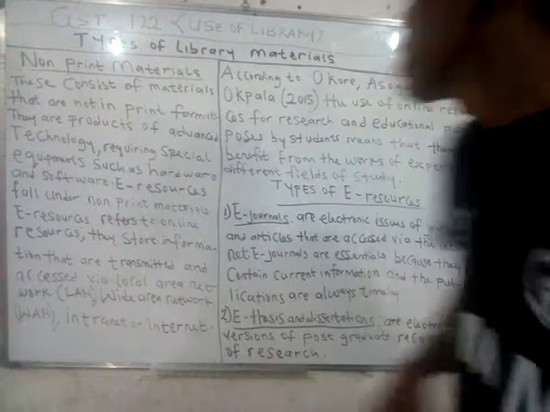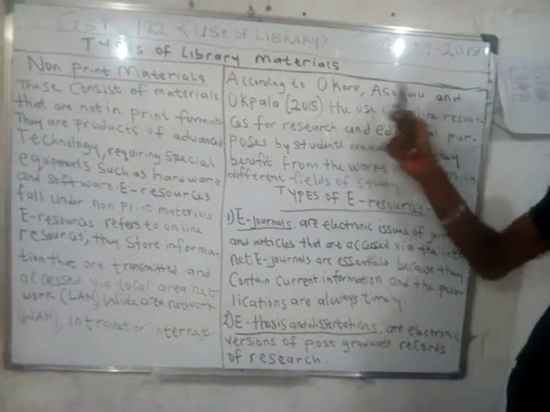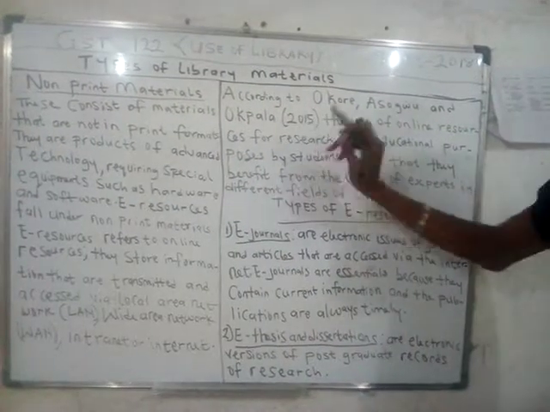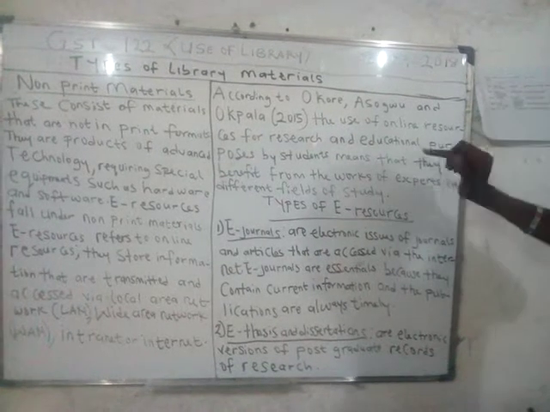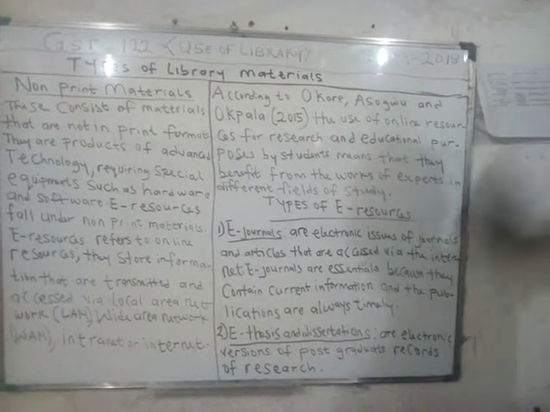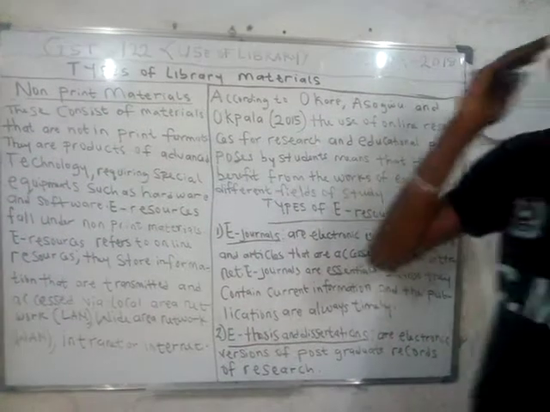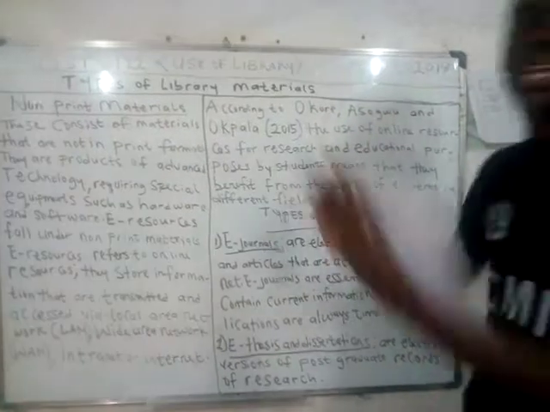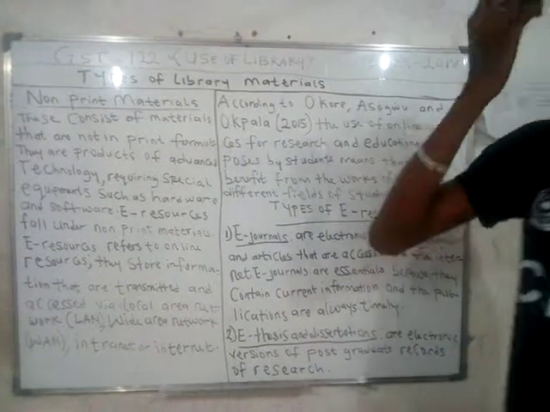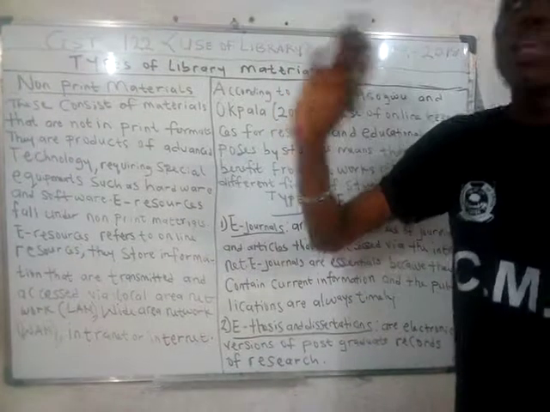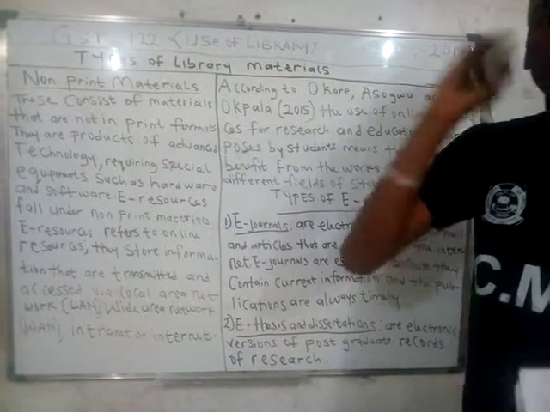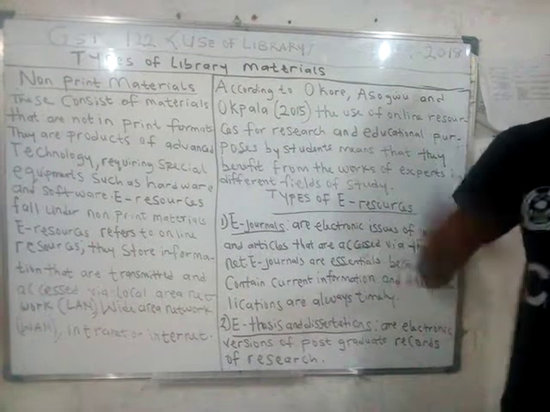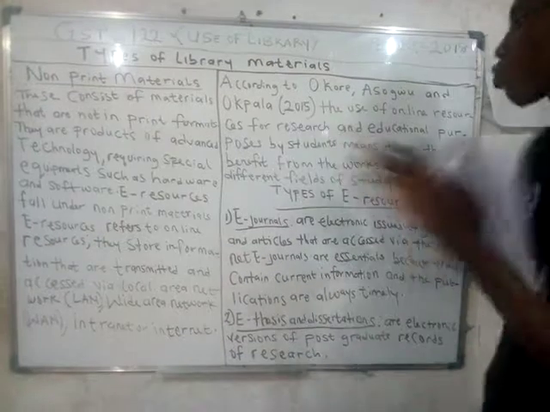Now let us look at, according to Okore, Asobu, and Opala in 2015, the use of online resources for research and educational purposes by students means that they benefit from the work of experts in different fields of study. Students who are using information from online sources will benefit not just from the teacher in the classroom, but from a lot of skilled experts, both nationally and internationally, global experts, and they seek people's views on such information.